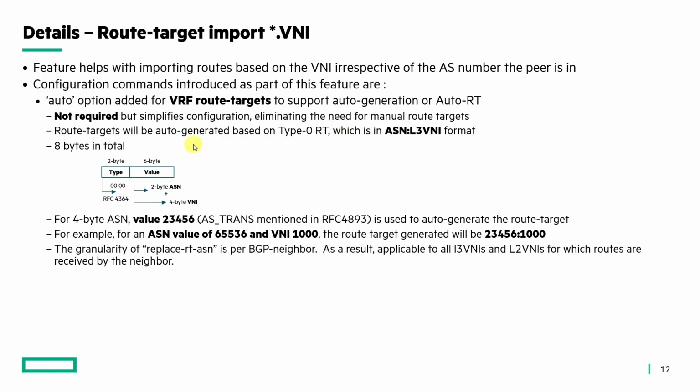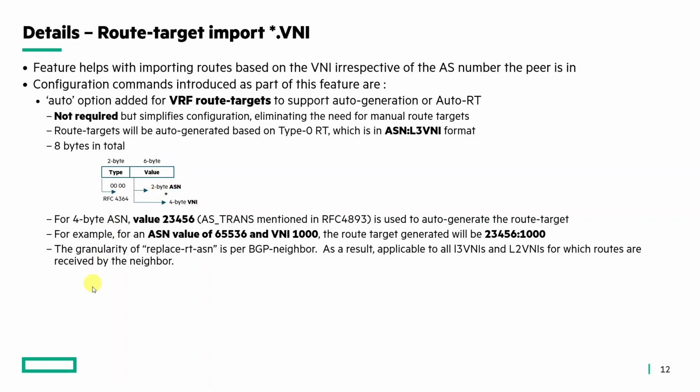With this feature, the route targets will be auto-generated based on type 0 RT, which is in the format, as you can see here, ASN colon L3 VNI. There's 8 bytes in total here. The 2 bytes are set to 00 by standard, and then the 2-byte ASN, or the 4-byte ASN, plus the 4-byte VNI is shown here, which corresponds to the 6 bytes that we see.